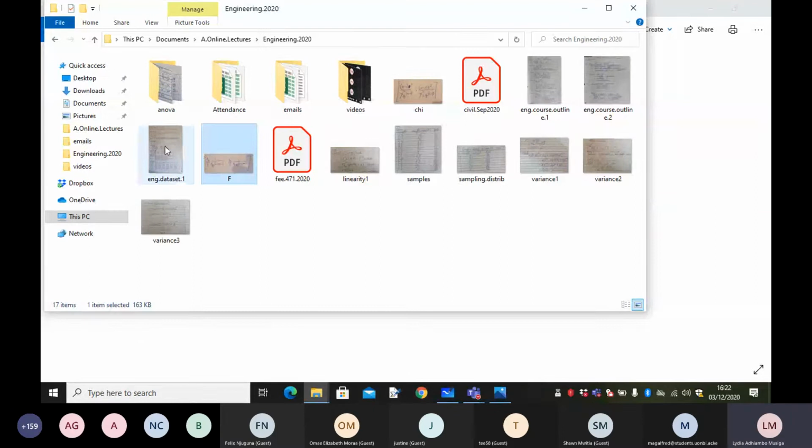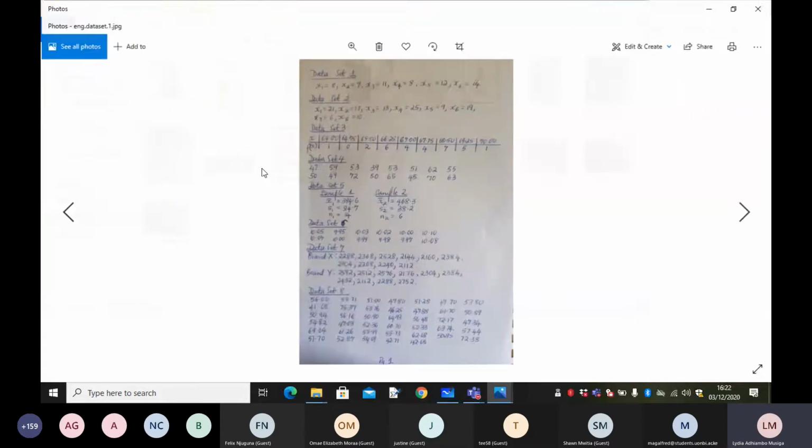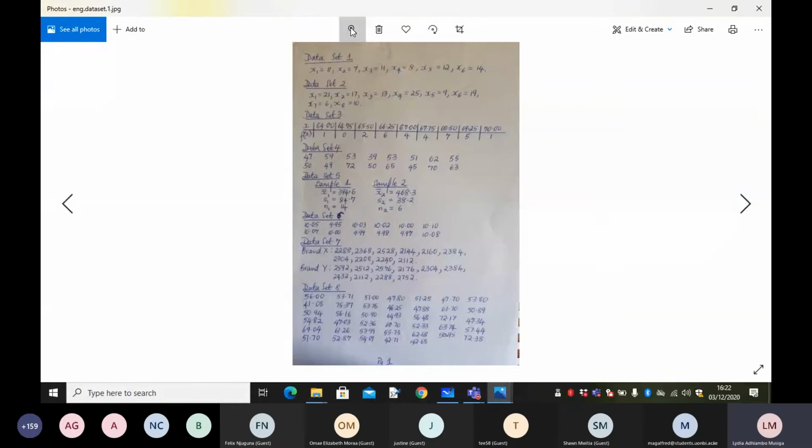Where is mine? Okay, I've seen mine. Dataset 7.